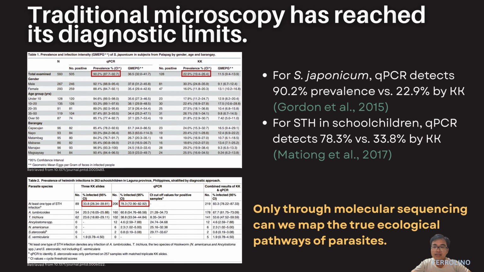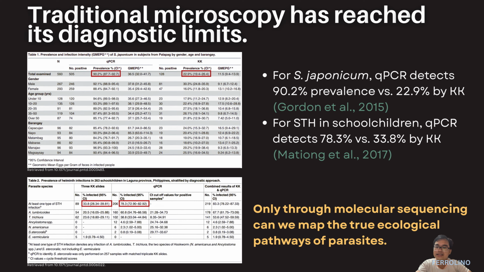This slide summarizes the diagnostic gap that exists in the Philippines. In Palapag, Northern Samar, the Kato-Katz microscopy found a prevalence of 22.9% for S. japonicum. However, qPCR found 90.2%. This refers to the study by Gordon et al. in 2015. We have been missing nearly 70% of the infected population.